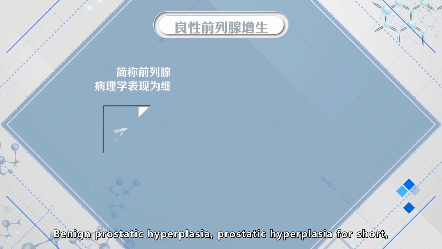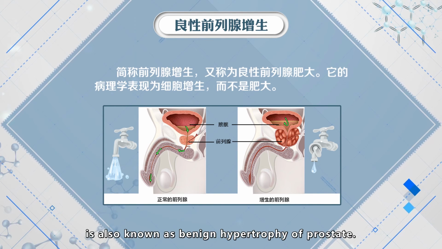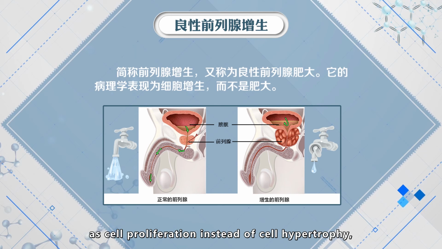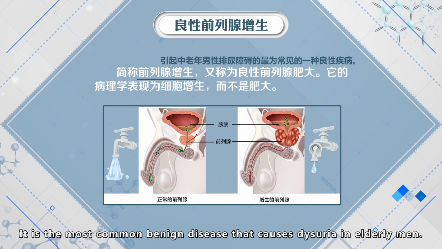Benign prostatic hyperplasia, for short, is also known as benign hypertrophy of prostate. Pathologically, it is manifested as cell proliferation instead of cell hypertrophy, hence the name prostatic hyperplasia. It is the most common benign disease that causes dysuria in elderly men.